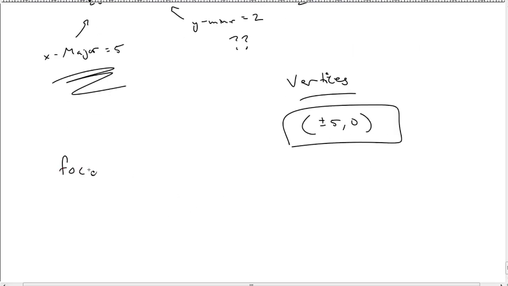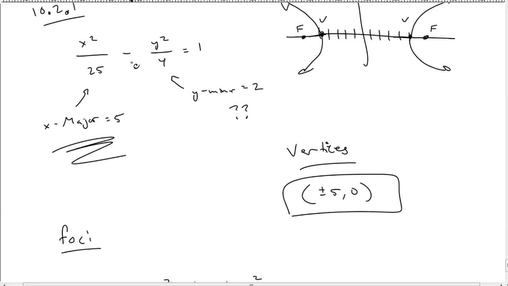Okay, so now for the foci, the formula has changed, and so it's c squared is equal to major squared plus the minor squared. If you remember, the ellipse formula had a minus sign, yet ellipses have a plus between them.